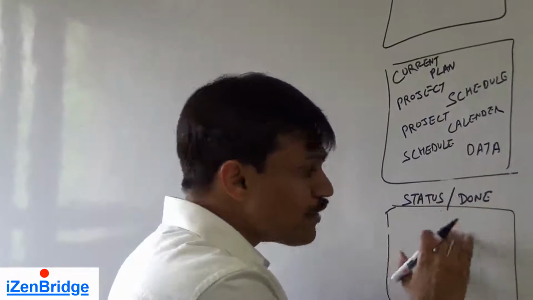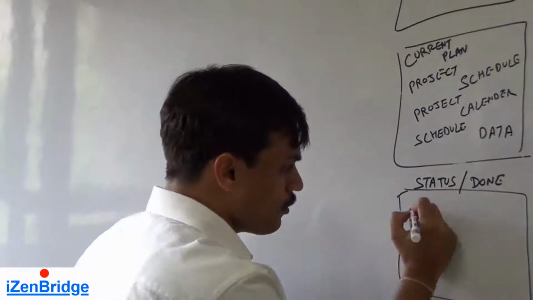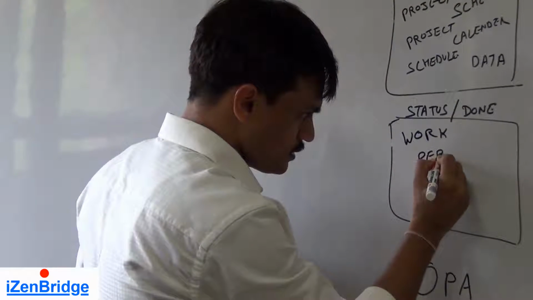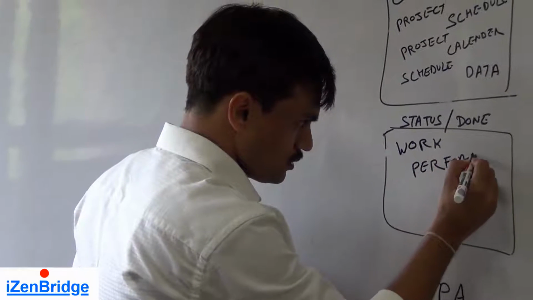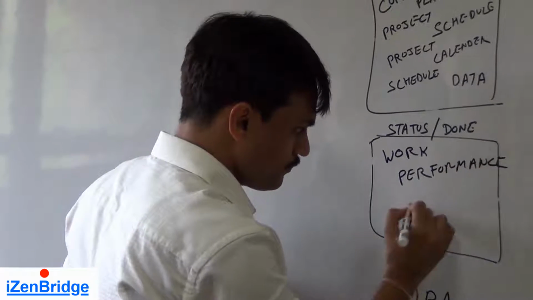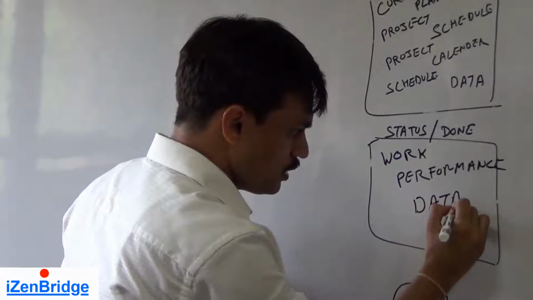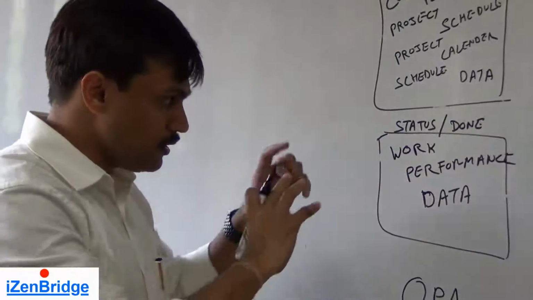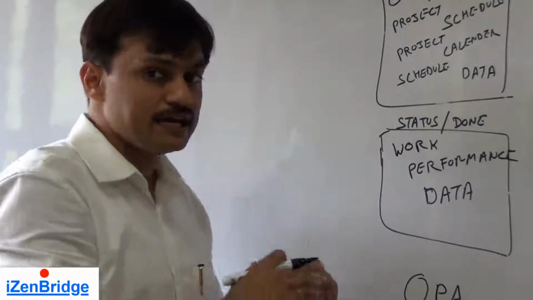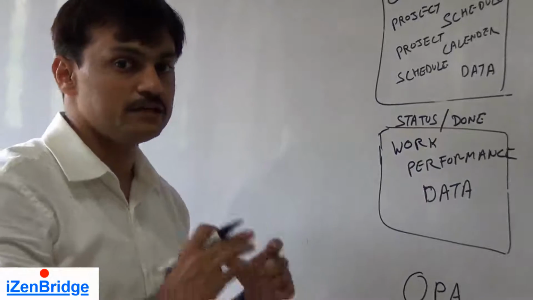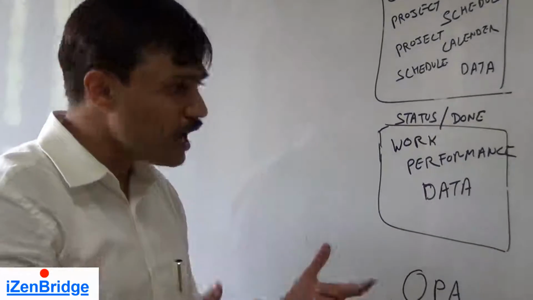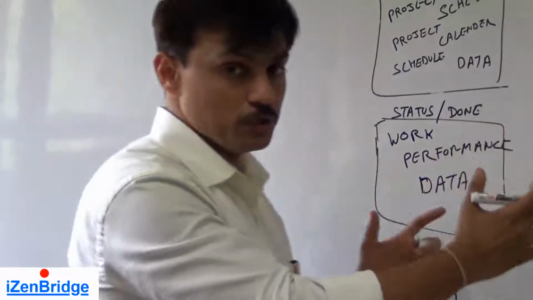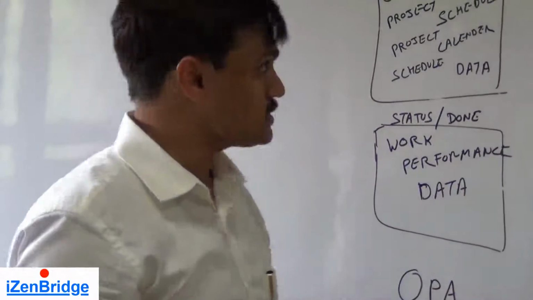The status of activities performed comes from work performance data. Now this is coming from the execution process group, and as the activities are getting finished, or as the progress against the activities is marked, we get this information in this particular control schedule process.